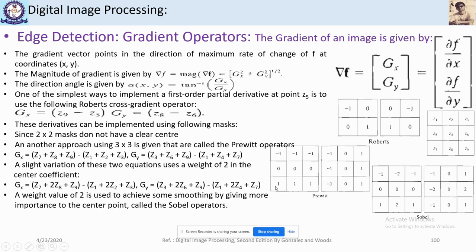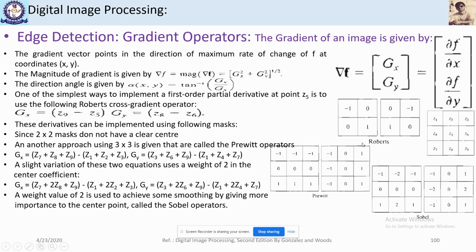So here the coefficients associated to the third row are 1, and the coefficients associated to the first row are -1, and middle row coefficients are 0. So when we implement this mask on any pixel, on any 3 cross 3 subimage, then we will get the difference of sum of these coefficients minus the sum of these coefficients. So this can be implemented by this, and the y direction partial derivative can be implemented by using this mask.